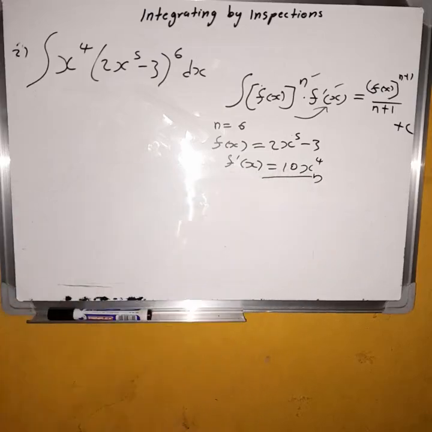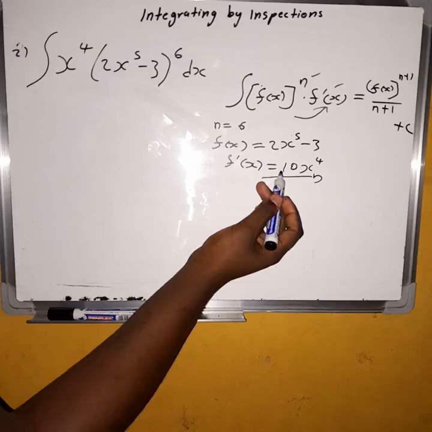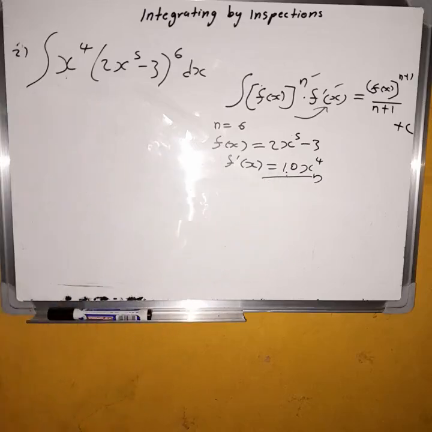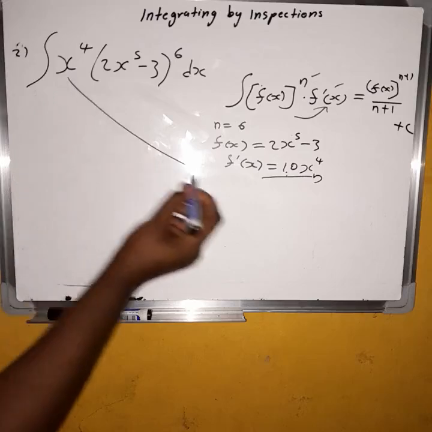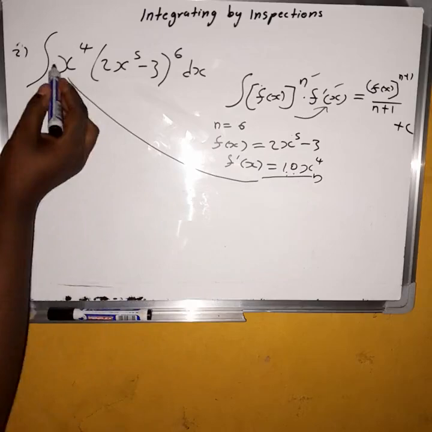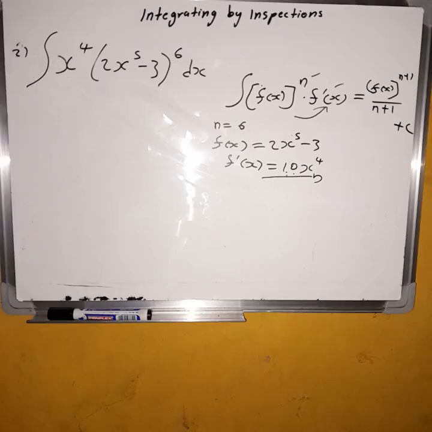So you see, f prime is not the same as this one. These things are not the same, but let us adjust. You have 10 here, we don't have the 10 coefficient. Let us adjust. When you adjust, we can multiply.